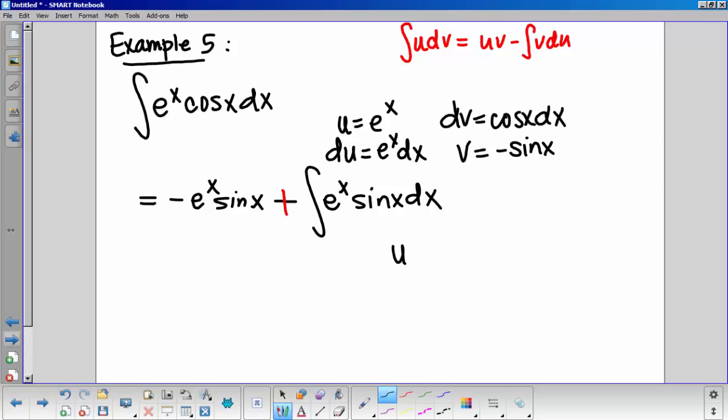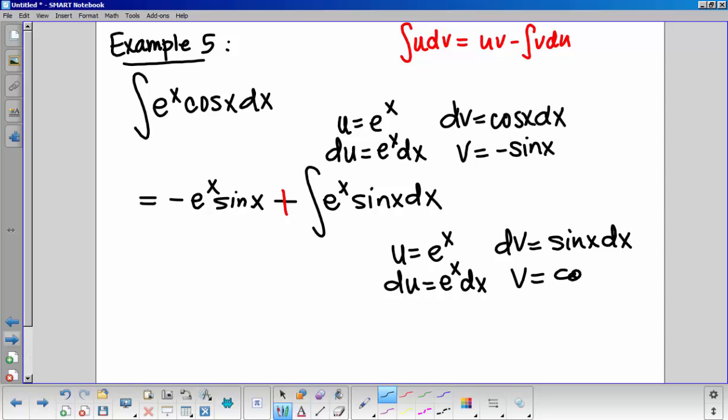Okay, so let's see here. U is going to be e to the x again. And then dv is what's left in your integrand, which is sine x dx. And we need a du, which is e to the x dx, and a v, which is negative cosine x.